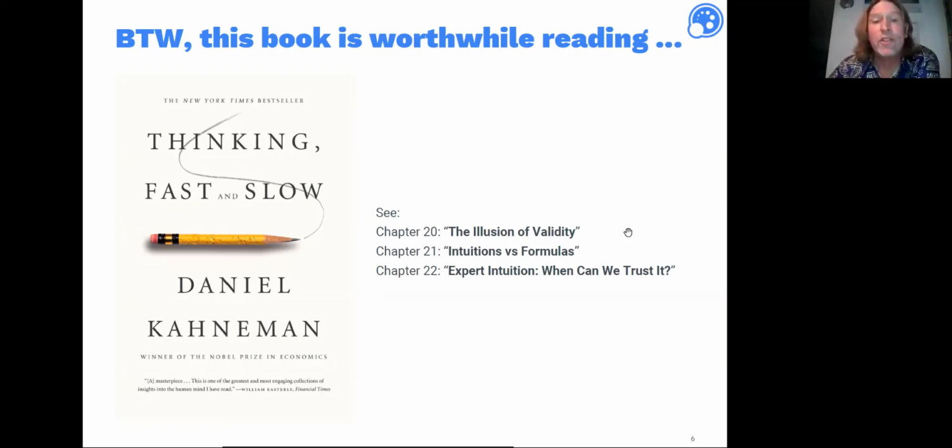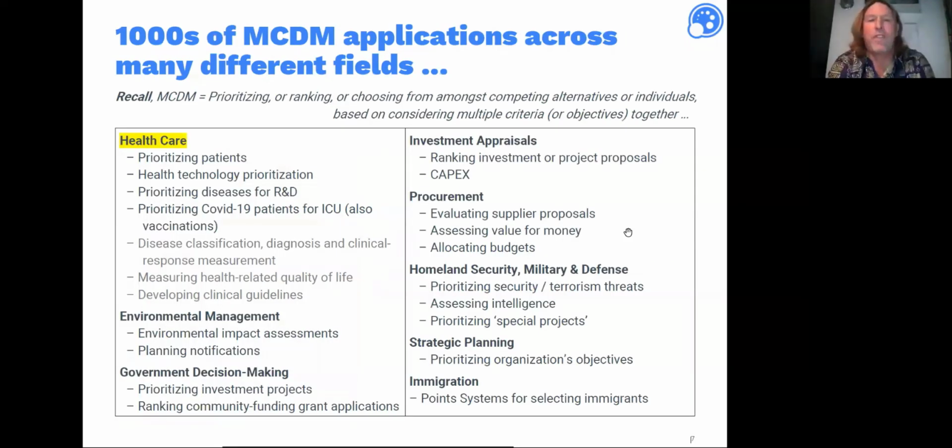So what are some examples? Well, there's thousands and thousands of examples of multi-criteria decision making, and I've just repeated the definition there so that particularly for those of us who are new to it, we can keep remembering it. Again, it's about prioritization, it's about ranking, putting things in order, it's about making choices when we've got multiple alternatives or individuals, and we're going to use criteria.